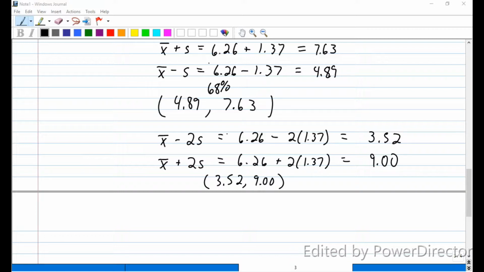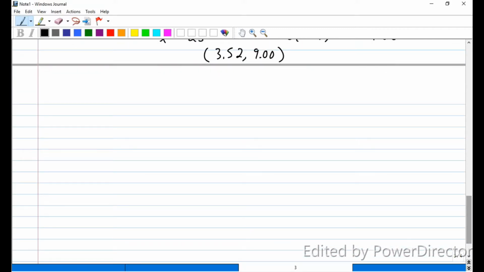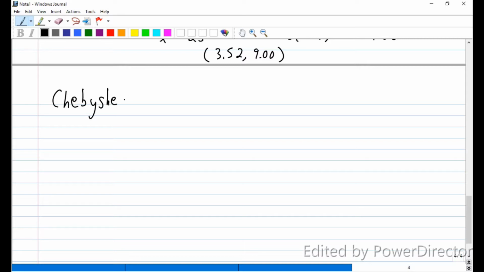Well, there was a Russian mathematician that figured out another way. All right, and of course these are approximations, but his name was Chebyshev, or her name is, his or her, I don't know. I don't have a picture here, so I'm not sure. This is Chebyshev's theorem.